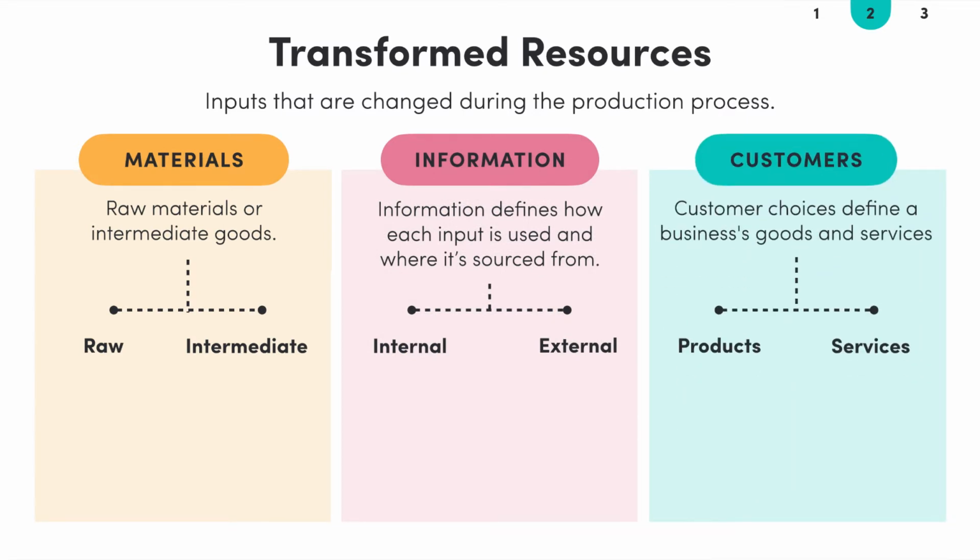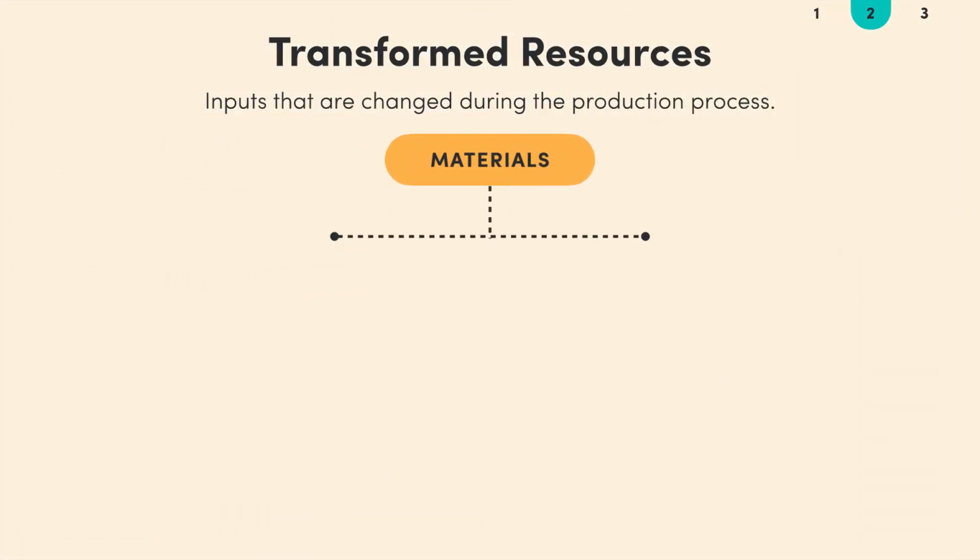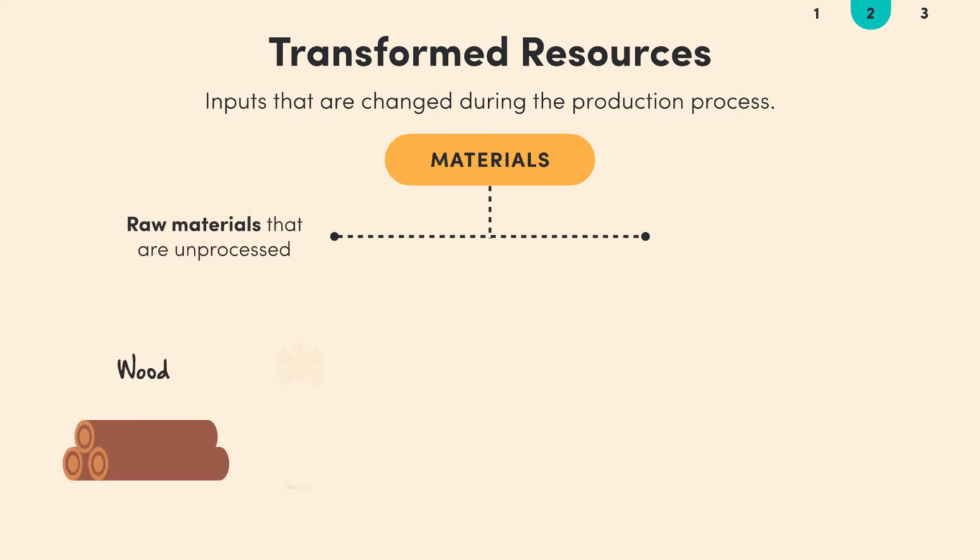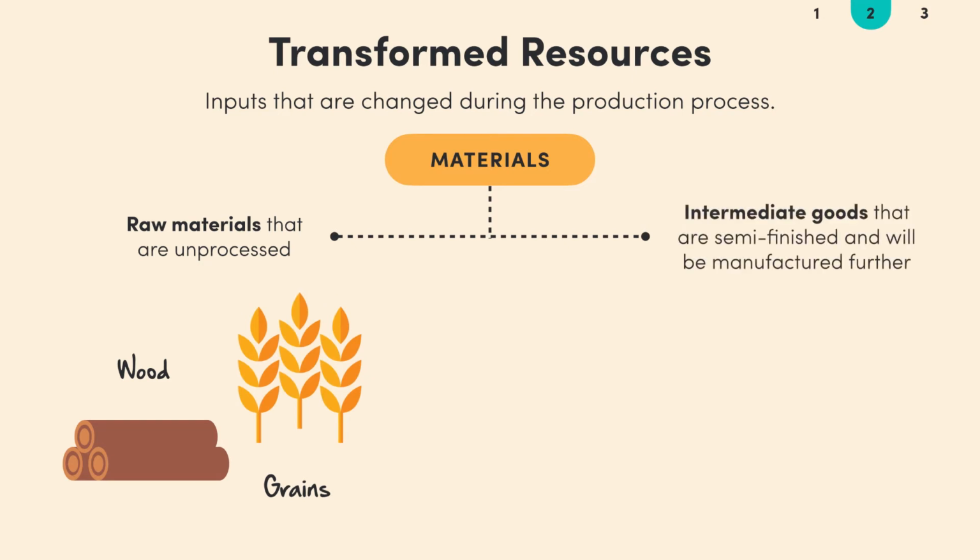The easiest to grasp is materials. These can be raw materials that are unprocessed, like wood from a tree, or grains like wheat and rice. Or they can be intermediate goods that are semi-finished and will be manufactured further. For example, flour that's used to make bread.